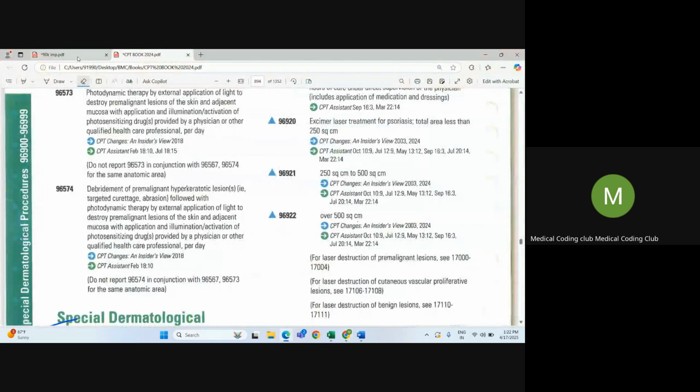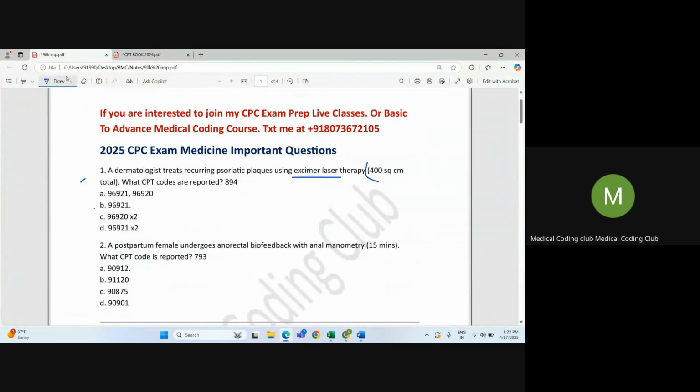This is Chandrika. So today let's discuss a few important questions from the medicine section for your 2025 CPC exam. Okay, so the first question we have: a dermatologist treats recurring psoriatic plaques using EXCIMER laser therapy, and the total area of the plaque is 400 square centimeters.